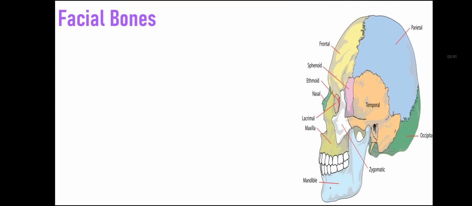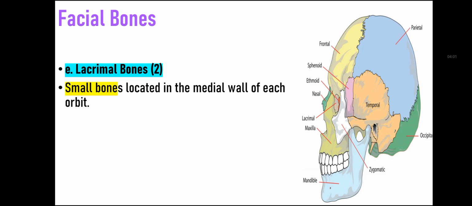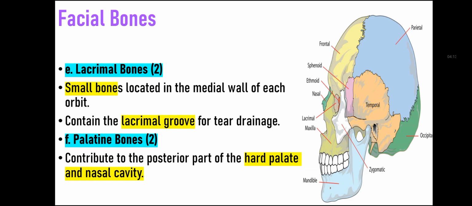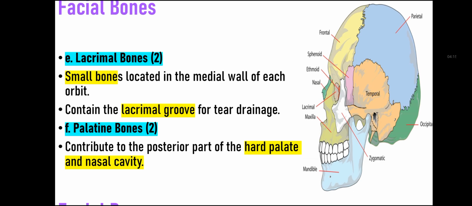Further talking about facial bone we have is lacrimal bone, that are paired bones, and that means there will be two lacrimal bones in every facial skeleton or skull. They are small bones located in the medial wall of each orbit and they contain lacrimal groove for tear drainage. Next we have is palatine bone, that are two in number, are paired bones. They contribute to the posterior part of hard palate and nasal cavity.